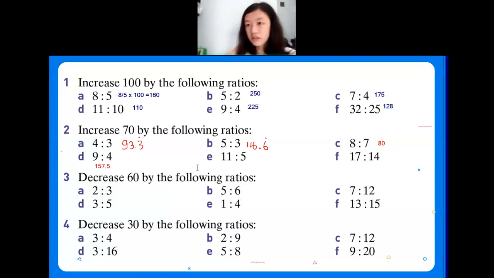For question E. 11 out of 5 times 70 is 11 times 14, which is 154, I think. 154, yeah. Okay, good job.